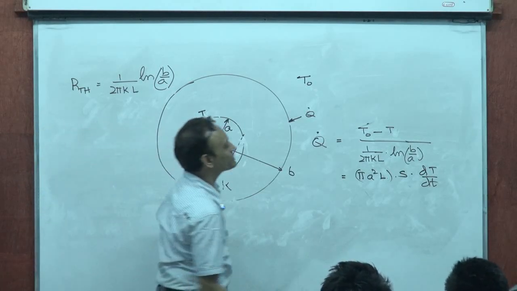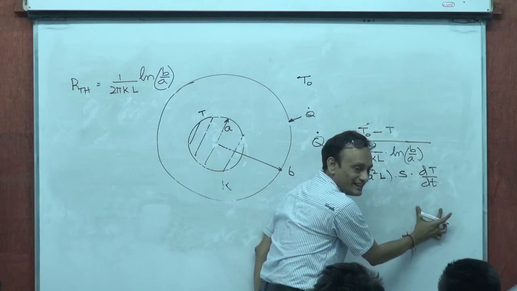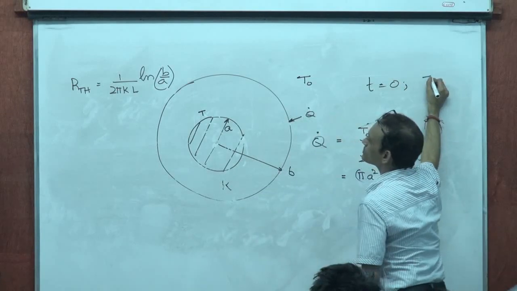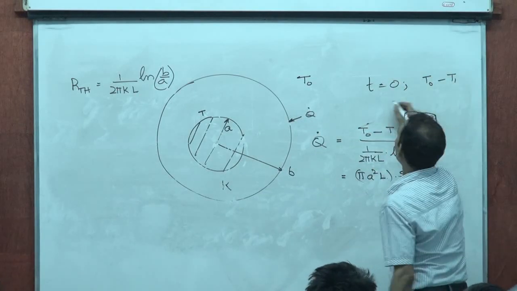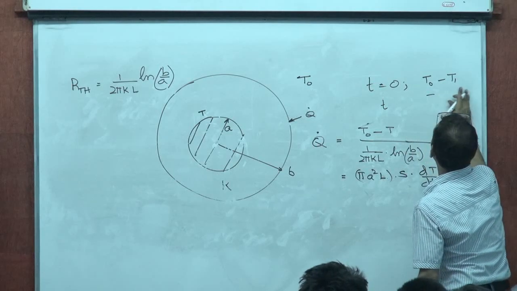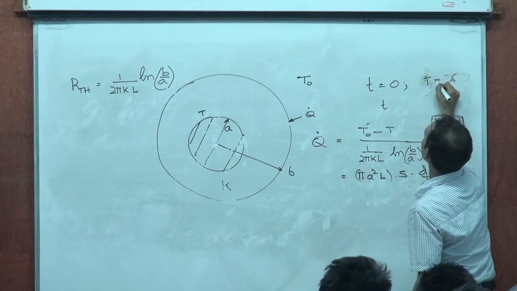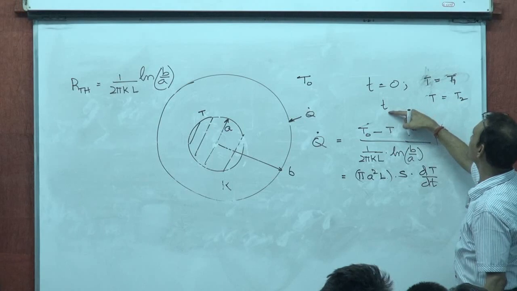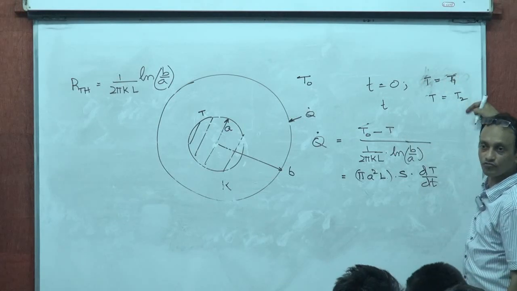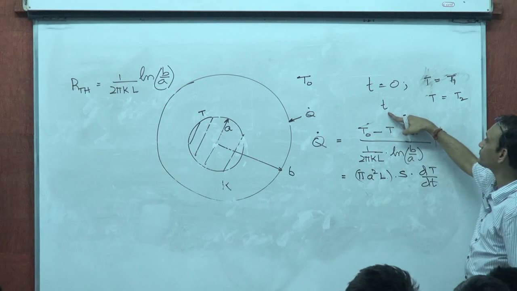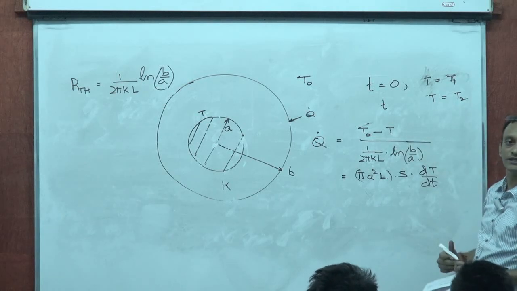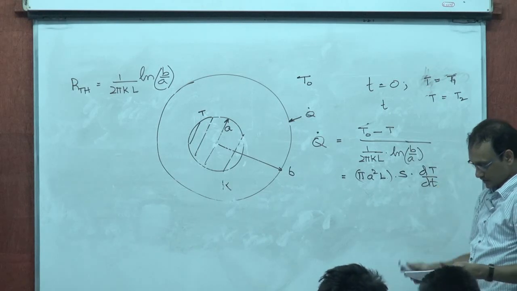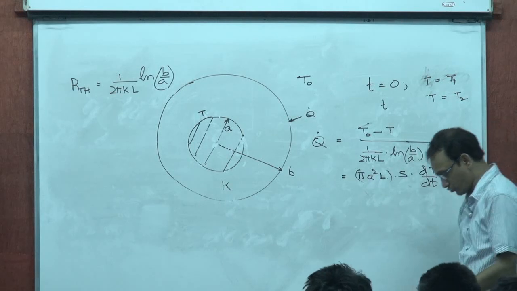All that you need to do is bring this T naught minus T below, with dt, and integrate. At time t equal to 0, the temperature of the cylinder is T1, at time t, it becomes T2. So, the limits of integration would be 0 to t, T1 to T2 for the cylinder. And you can find the instant of time t when the temperature will become T2 for the cylinder, right? Let me illustrate it. Okay, now 4. Look at 4.